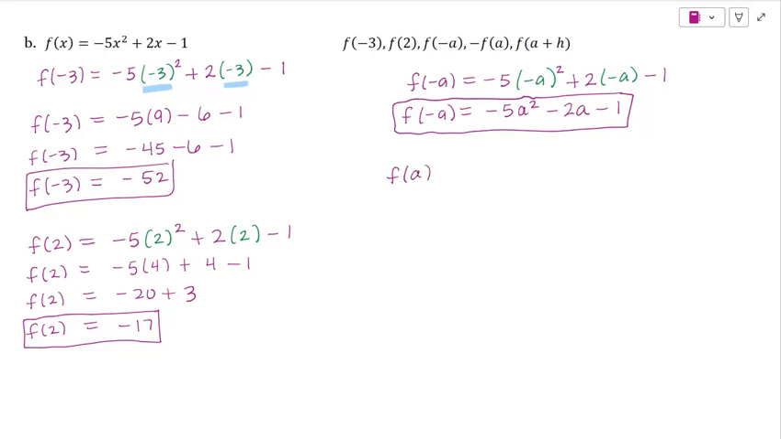Next, let's look at f of a, but with a negative sign in front of it. So now what we're doing is, instead of having x as our variable, we have a as our variable.